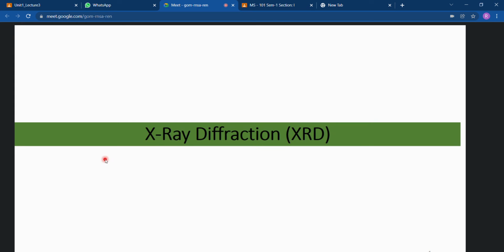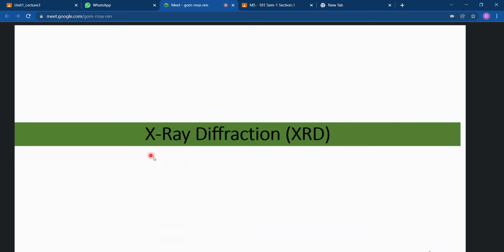So this XRD, or X-ray diffraction, basically helps you to find out the crystal structure. As you know, your crystal system is either cubic, tetragonal, or orthorhombic. So how can you find out the information about that crystal system? That information we can deduce from a technique called X-ray diffraction.